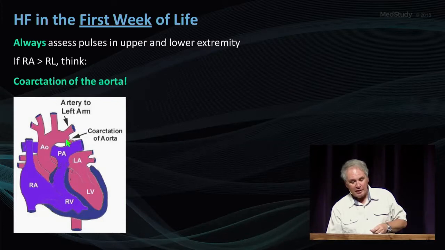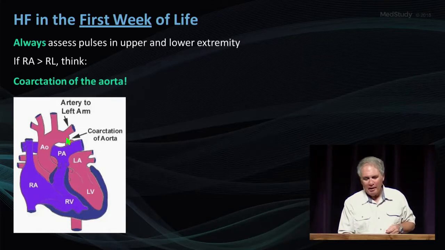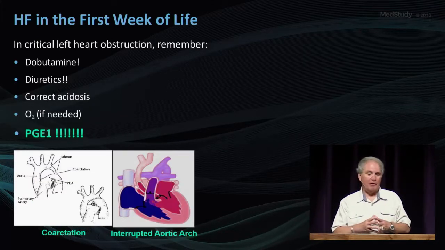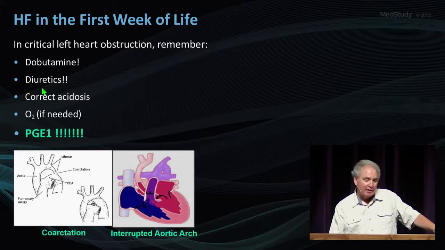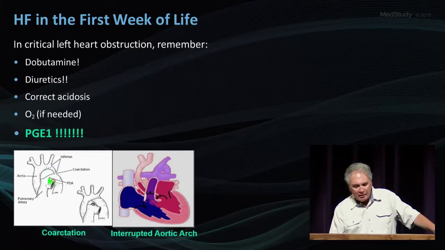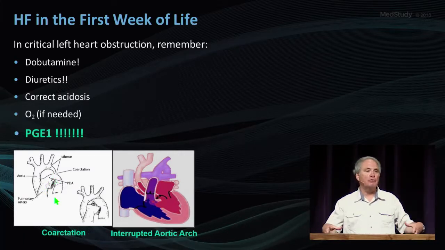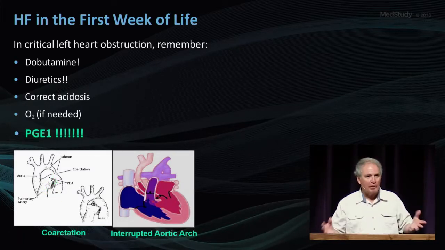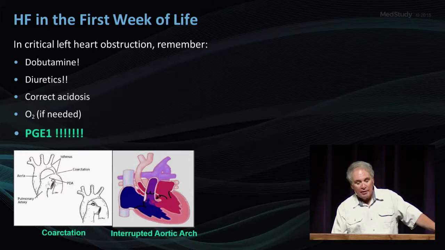And here is a tight coarctation of the aorta. Always feel pulses above and below. So yes, in critical left heart obstruction, dopamine, yeah, diuretics, yeah, correct acidosis, prostaglandin. Look at this. Here's a patient with a very tight coarctation right here. And notice how if you're able to open the ductus, you have the opportunity for blood to flow from the right ventricle, pulmonary artery, through the ductus and perfuse the kidneys, the mesentery, the lower extremities, and greatly improve the condition of your patient, okay?